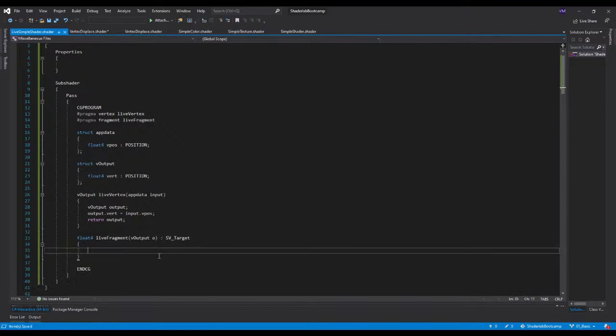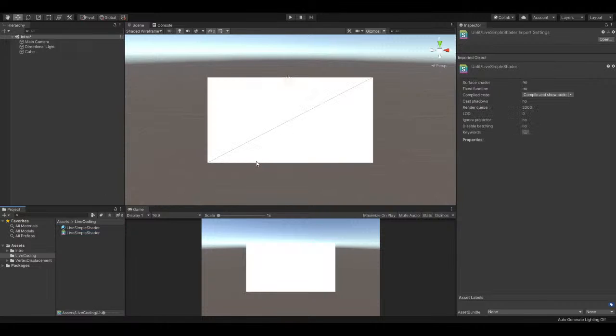Okay. Now I'm going to simply say return float4 RGBA. That is it. Let me go to the Unity. Whoa, we have it rendered. Now see, if you see this live simple shader, it's very simple.